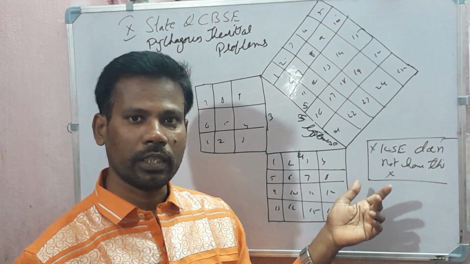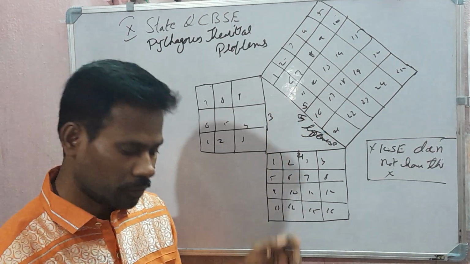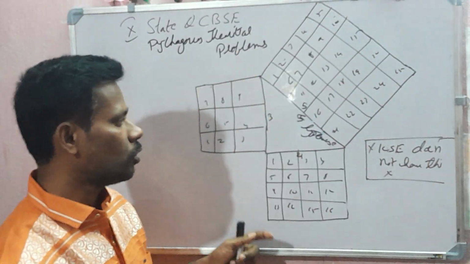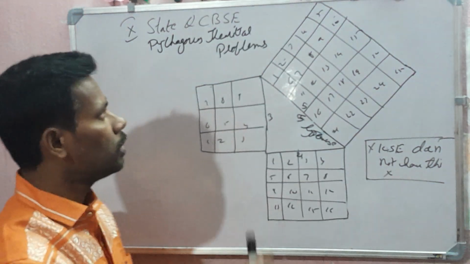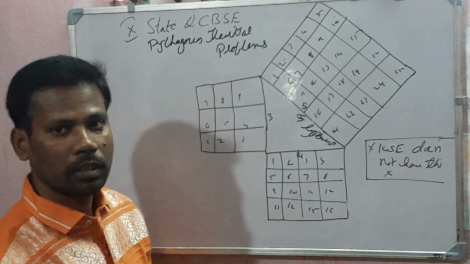ICSE students, they don't have this chapter. They don't have this Pythagoras theoretical problem. So if they want they can listen, otherwise they can ignore it. But this is mainly useful for 10th State as well as CBSE.